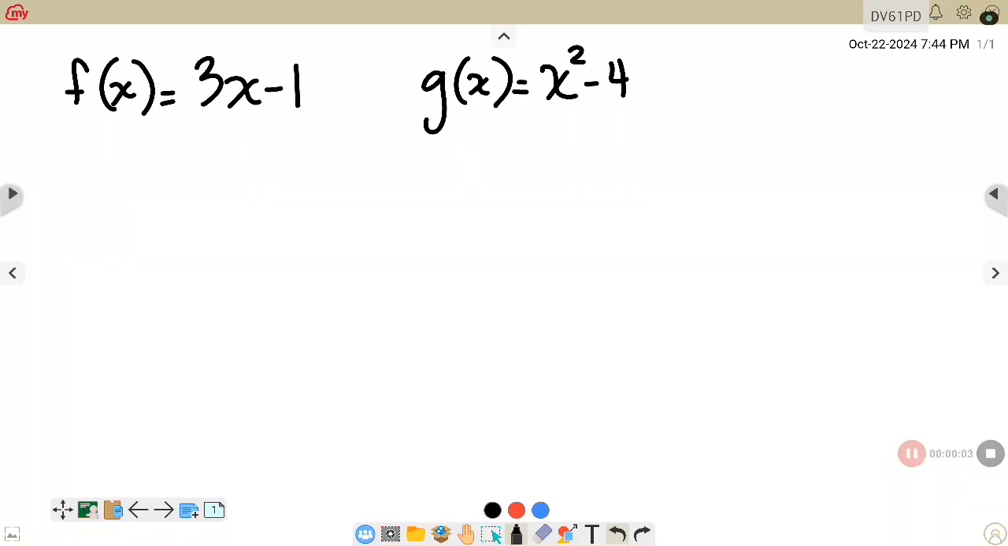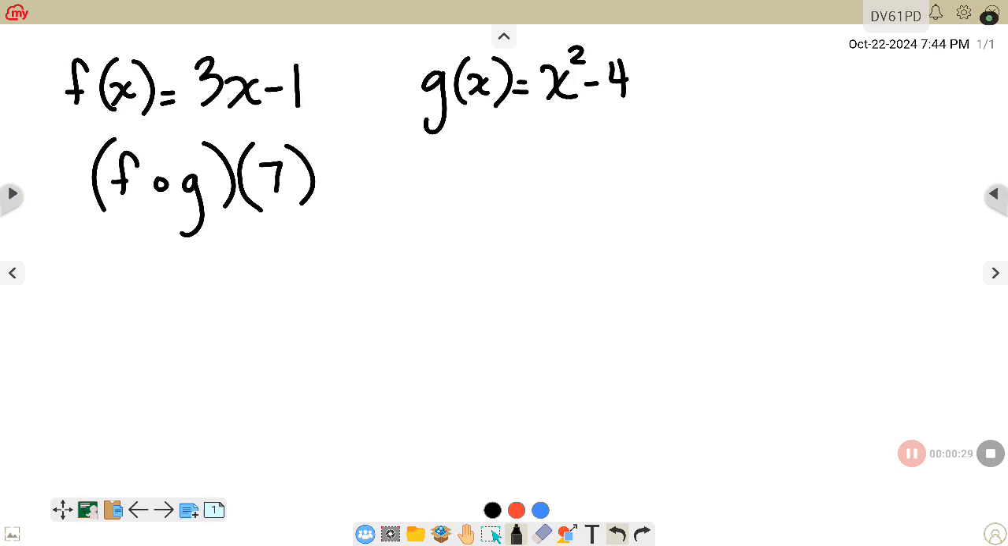In this video, we are going to be talking about the composition of functions. So we are going to be given two functions. In this case, f of x equals 3x minus 1 and g of x equals x squared minus 4. And we are going to find f of g, which is how that looks, of 7.